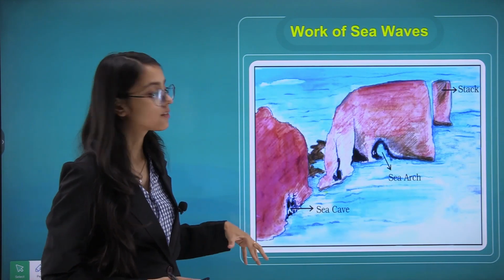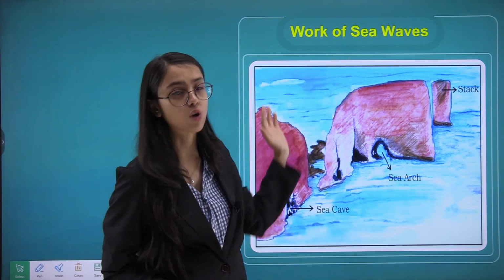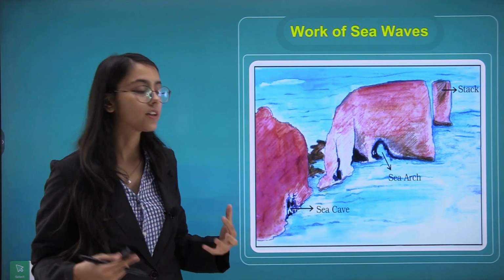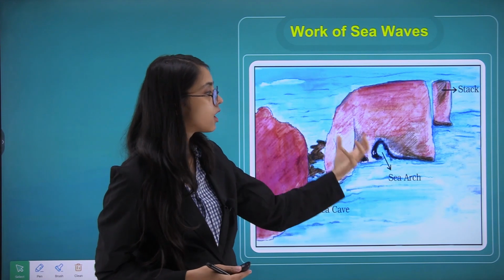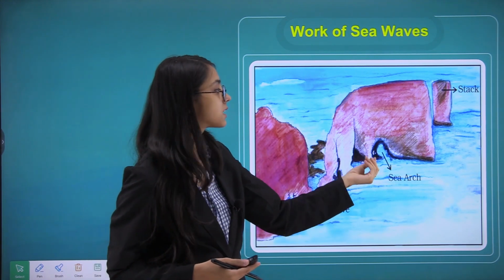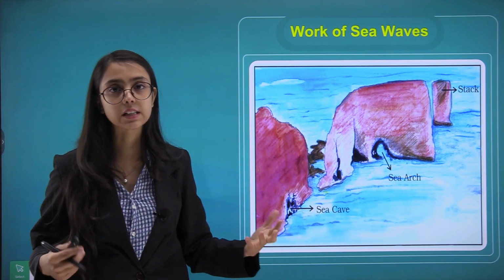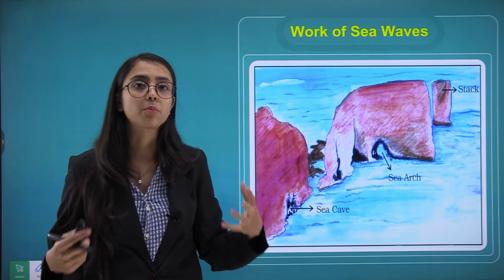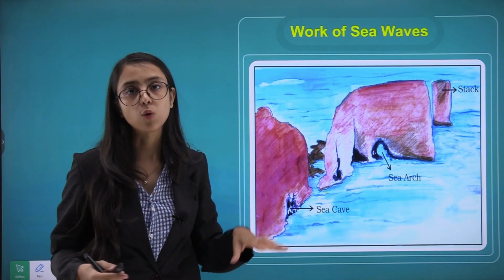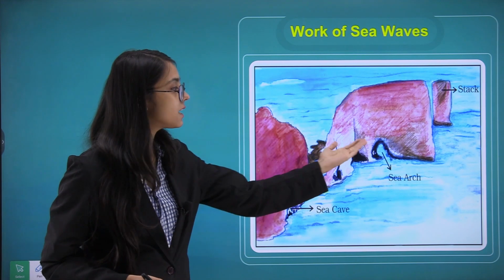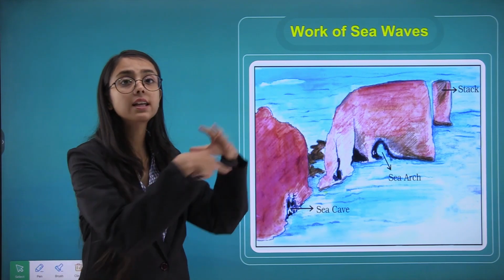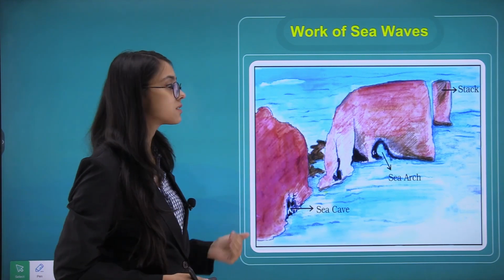So, as you observe here, there is a sea and there are large rocks. As the sea waves touch these rocks, over a period of time, these rocks are cut at some places where the waves approach mostly with a lot of force. They are known as sea arcs, and sometimes even a cave is formed. This is known as a sea cave.